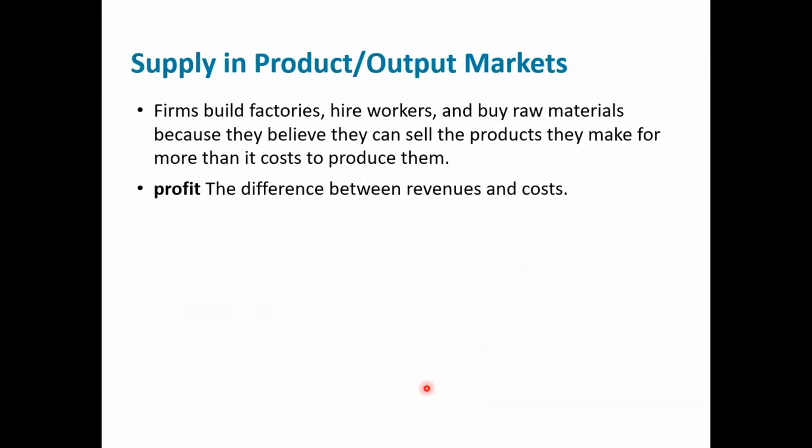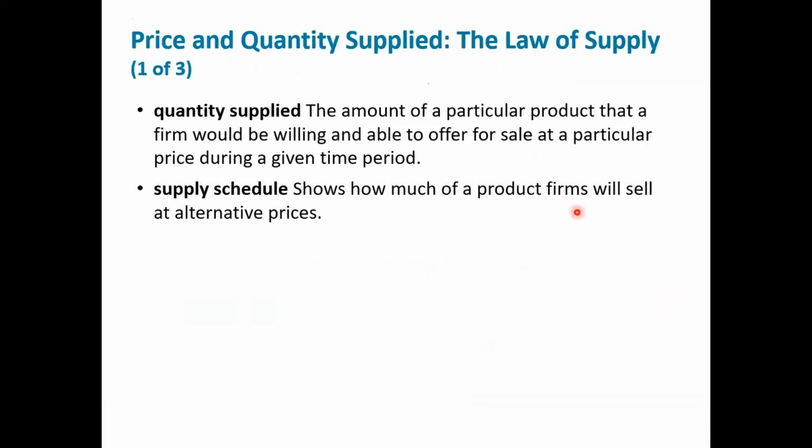So, shifting gears, now talking about supply. Remember, in the output markets, firms supply to the output markets. Now, remember, firms are trying to make a profit in general. And profit is the difference between revenue, what they sell it for, and their costs. So just like on the demand side, we have quantity supplied. This is the amount of a particular product that a firm would be willing to offer for sale at a particular price if it could sell all it could.